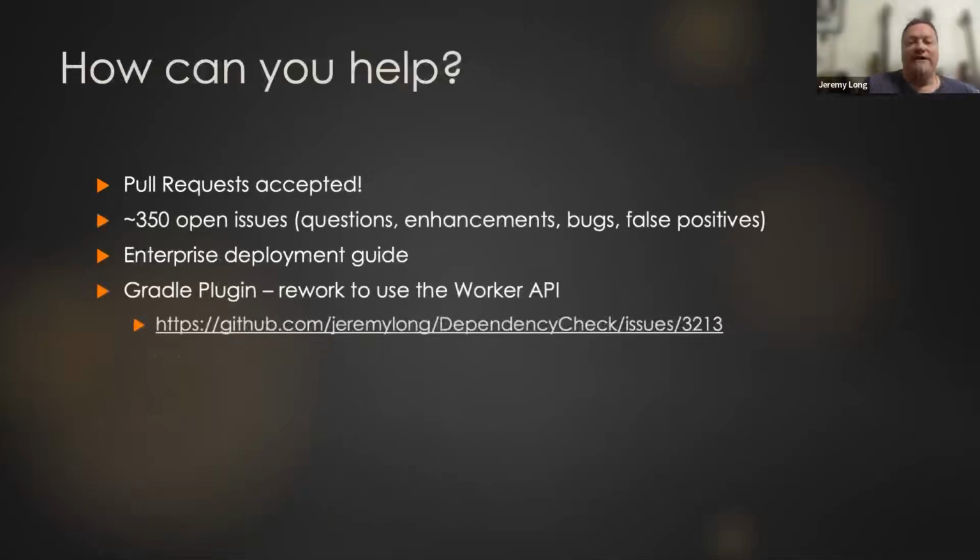So how can you help? If anybody really wants to help out, one, we have about 350 open issues: questions, enhancements, bugs, false positives, etc. Unfortunately, due to the usage, this number has been increasing, and we could really use some additional support. We have several contributors. Mark Prine, I believe, is the guy's name. Amazing contributor. He goes in and answers so many people's questions about dependency check.